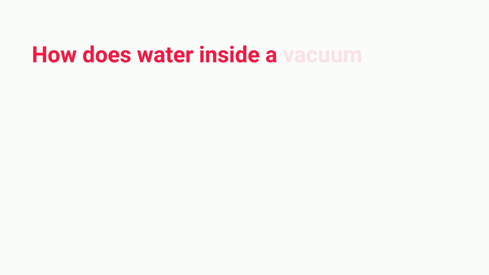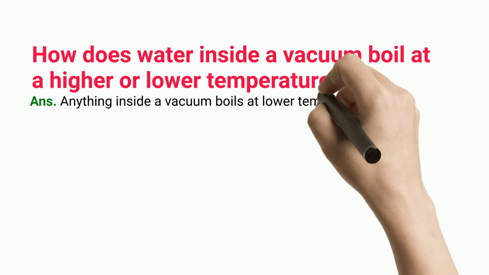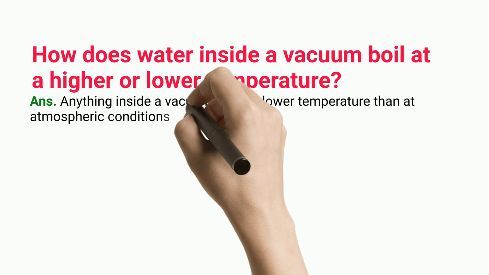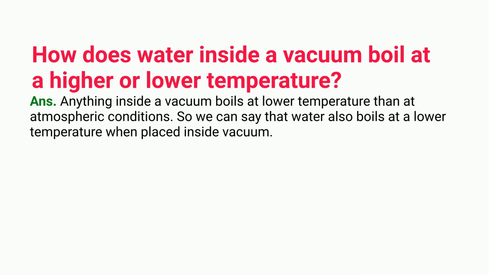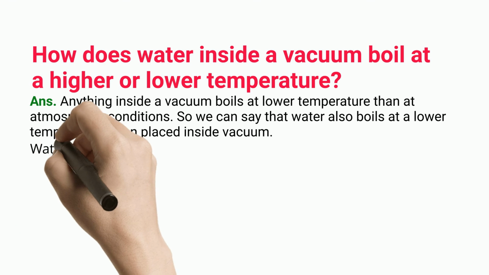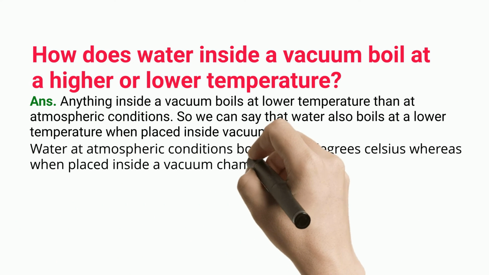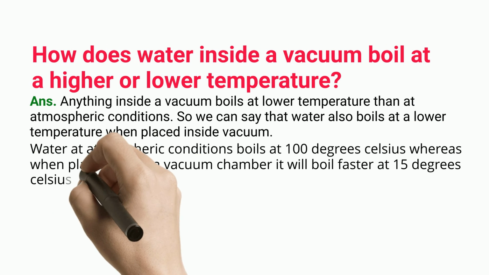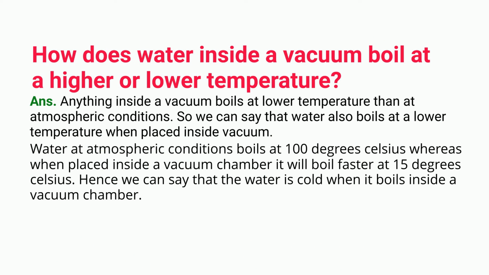How does water inside a vacuum boil, at a higher or lower temperature? Anything inside a vacuum boils at a lower temperature than at atmospheric conditions. So we can say that water also boils at a lower temperature when placed inside vacuum. Water at atmospheric conditions boils at 100 degrees Celsius, whereas when placed inside a vacuum chamber it will boil faster at 15 degrees Celsius. Hence we can say that the water is cold when it boils inside a vacuum chamber.